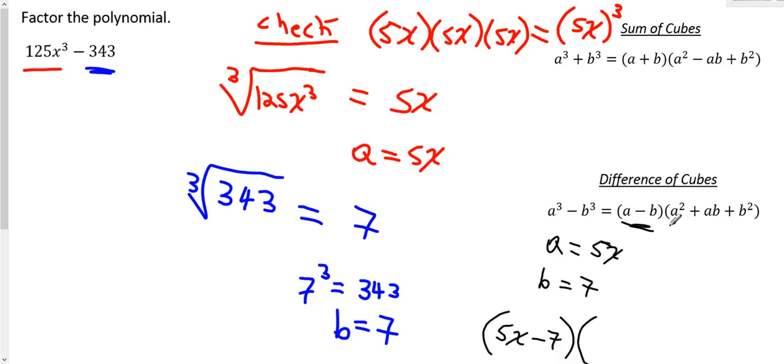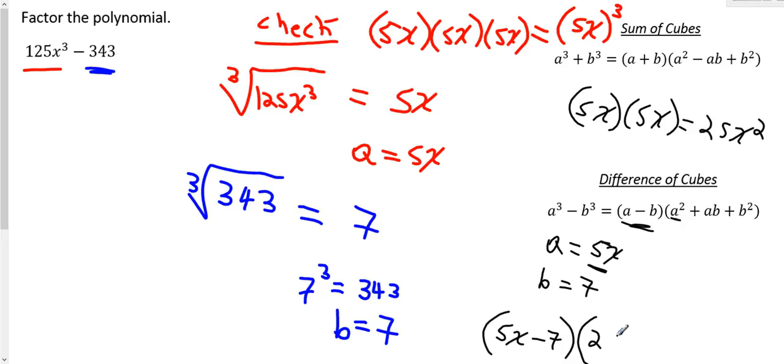The trinomial factor. So I have A squared. Well, A is 5x, right? If you square 5x, it's multiplying 5x times 5x. 5x times 5x is 25x squared. So this first term in the trinomial is 25x squared.